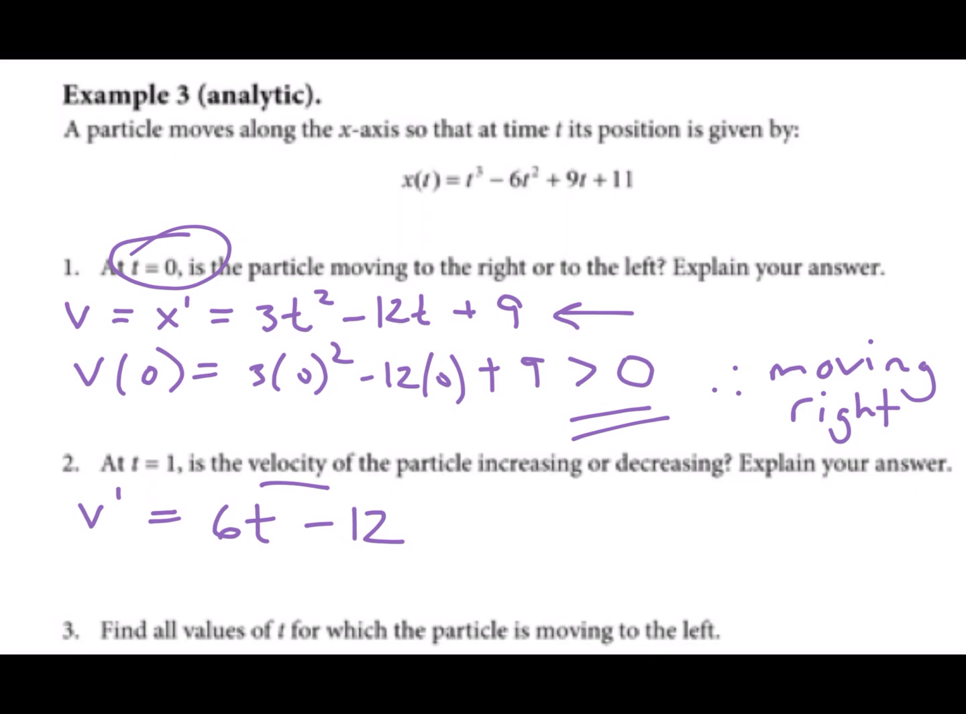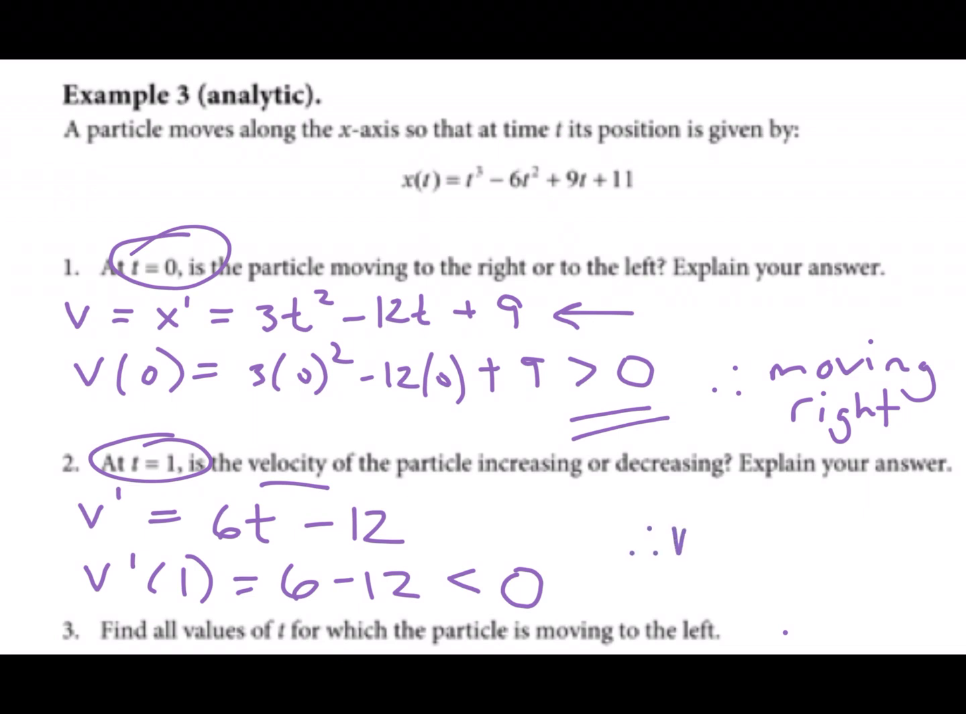I want to know about it at time 1. So all I'm going to do is find v prime of 1, and I'll get 6 minus 12, which again, I don't care about the value. I know that it's less than 0. Now if a function's derivative is less than 0, that means my function is decreasing. So therefore, velocity is decreasing. All right, we're going to do the next one here.